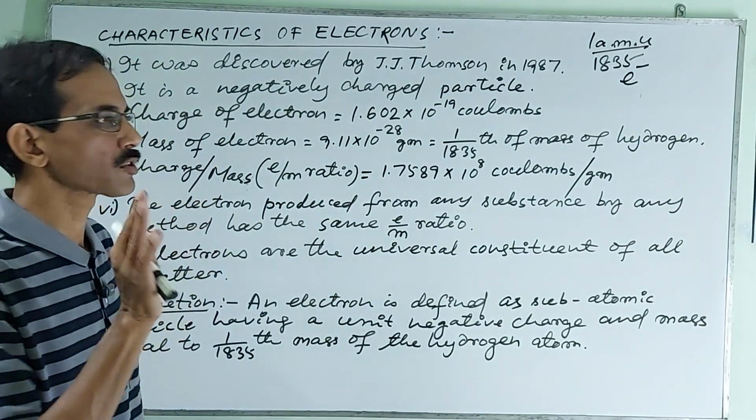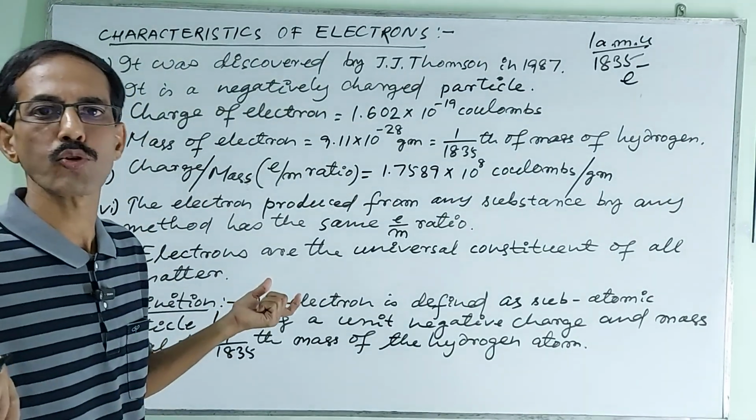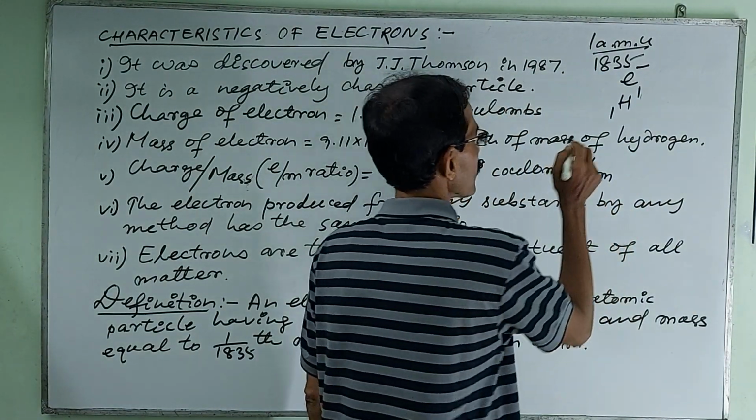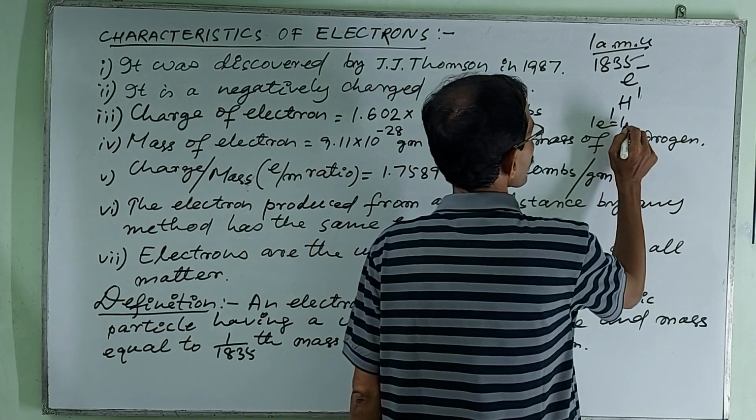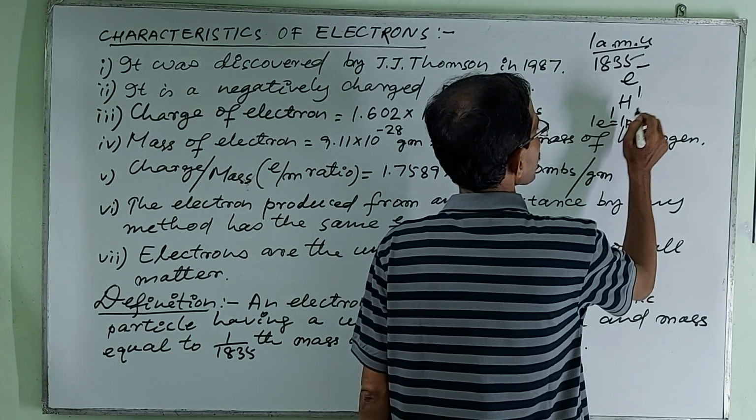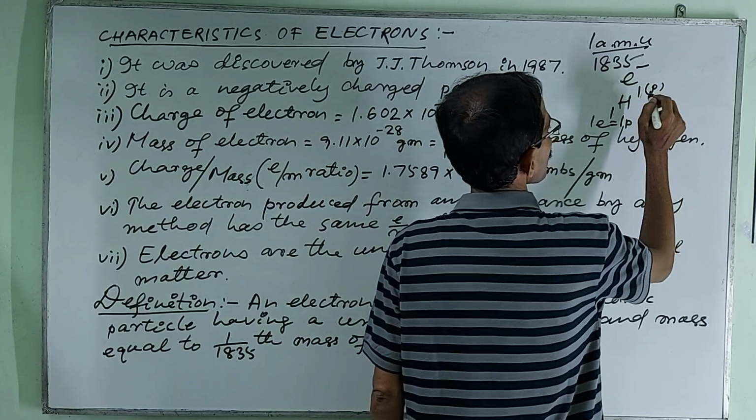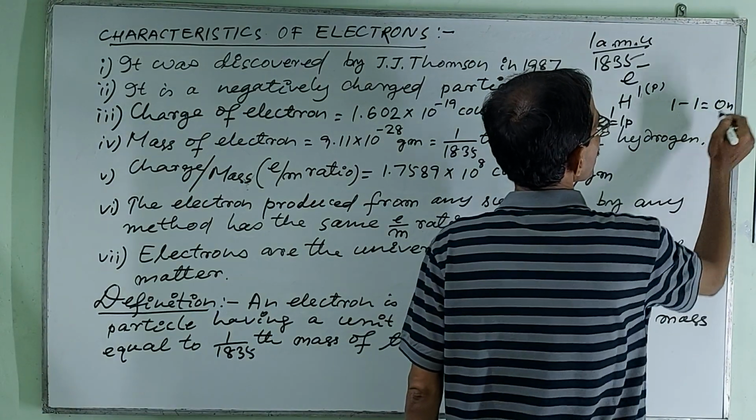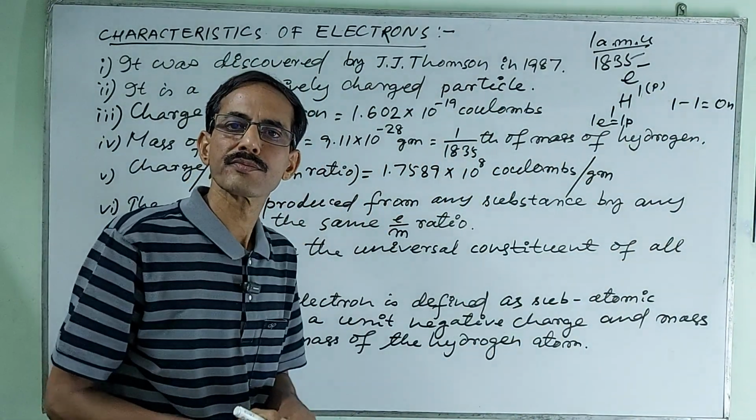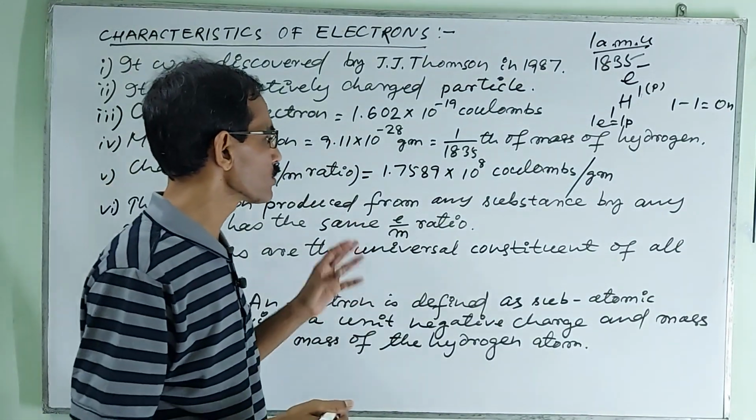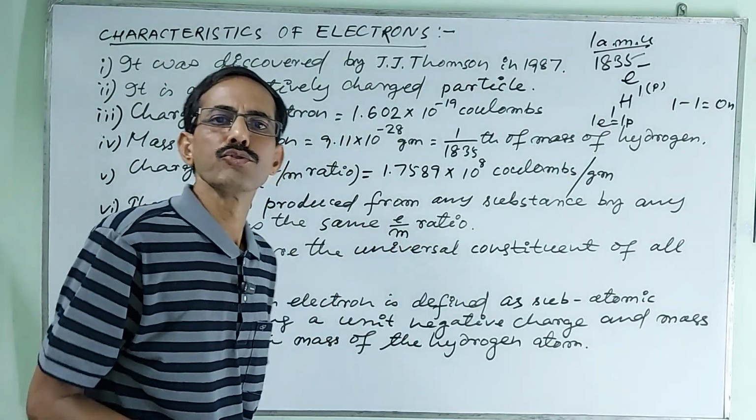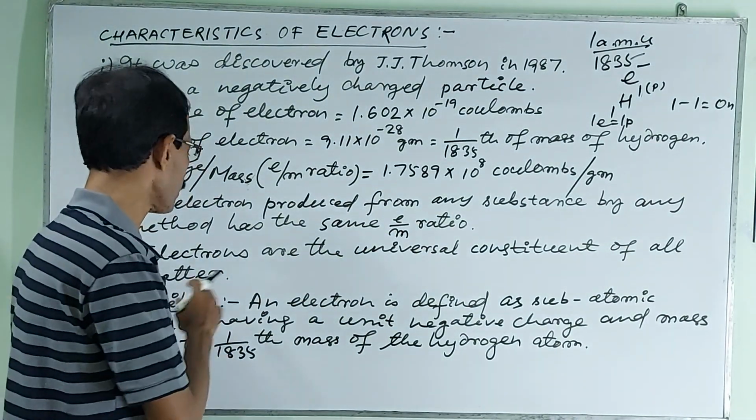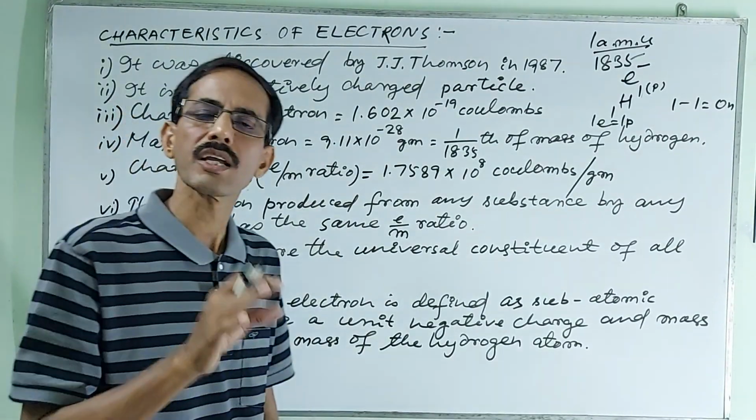Neutron is not the universal constituent of all matter because hydrogen has no neutrons. You know, this is hydrogen, atomic number 1, mass number 1. This is 1 electron, 1 proton, and this is 1 proton only. No neutron. 1 minus 1 equals 0 neutron. Hydrogen has no neutron. So that's why neutron is not a universal constituent of all matter, like electrons are the universal constituent of all matter because every matter possesses electrons.